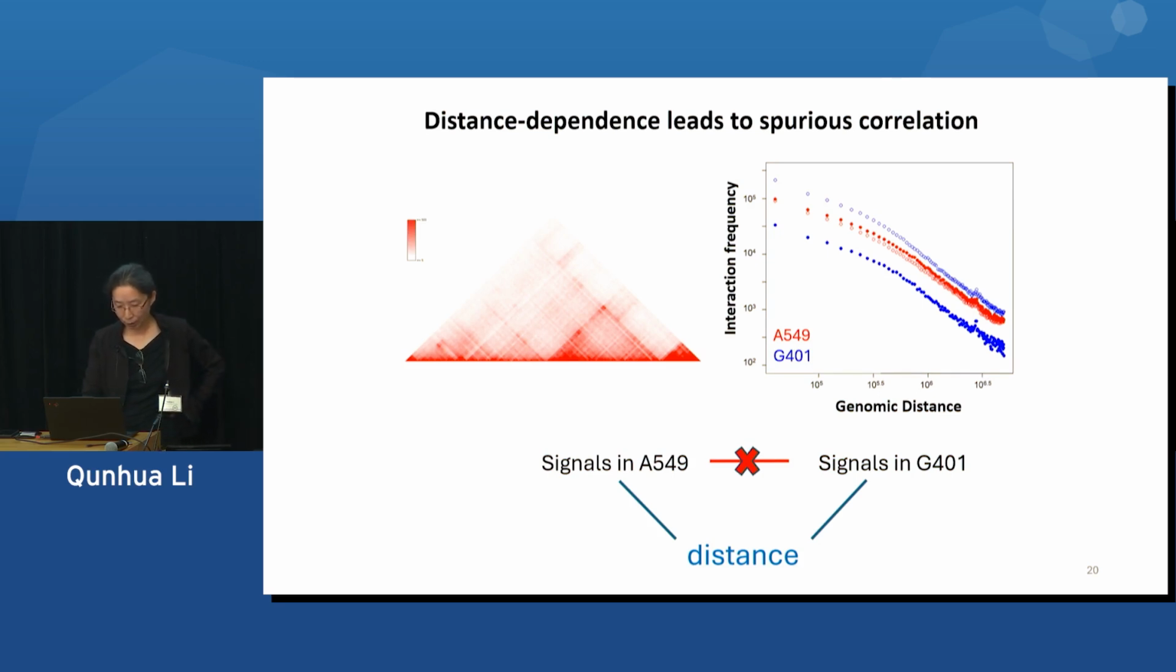When we consider two different cell types, both of them have this distance dependency effect. This distance dependent effect made these two cell types have a high spurious correlation. And if you plot the interaction frequency against the distance, you can see that they have similar patterns. That's what drives the spurious correlation.